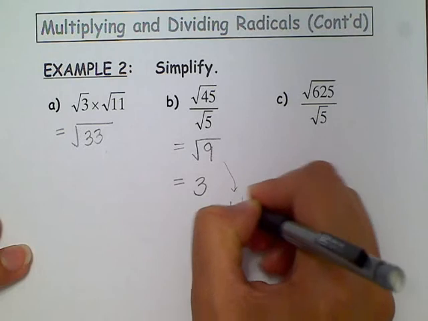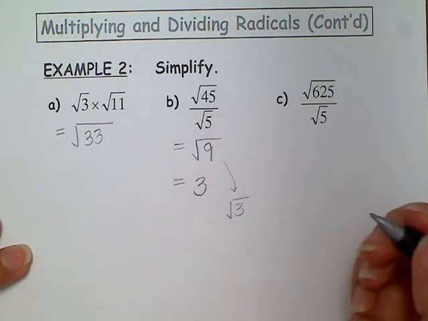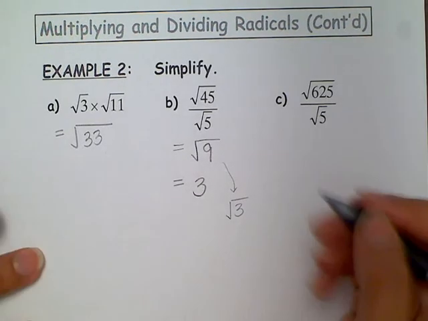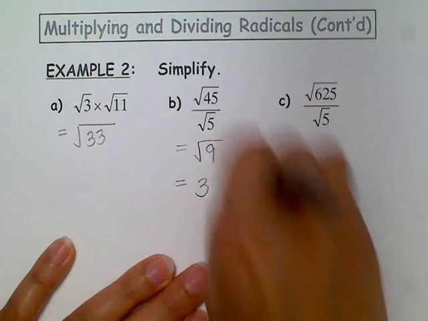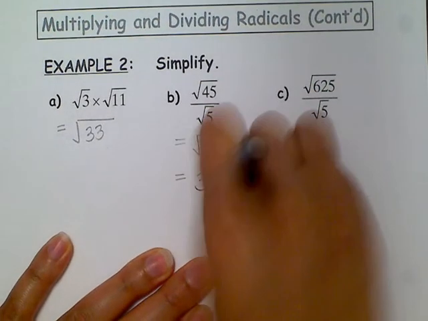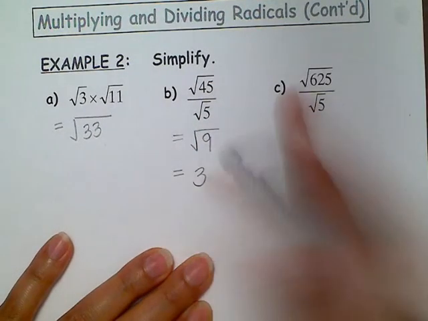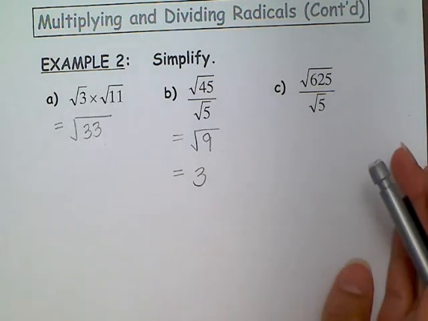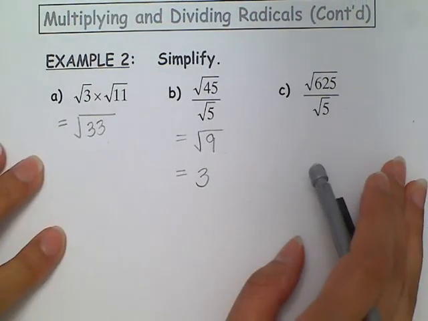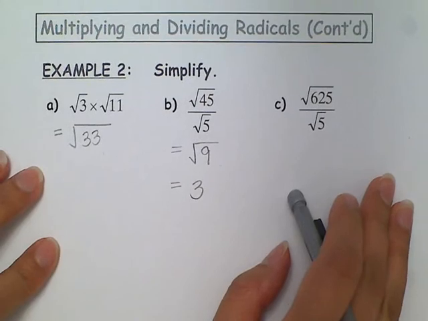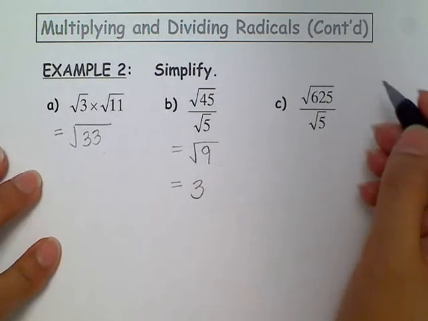Please be careful. A lot of times, for some reason, students like to write the square root of 3 as the answer because you think a radical sign has to be everywhere. But you know the square root of 9 is equal to 3. So please don't make that mistake. It's a very common error. Try to avoid being the person who makes that error.